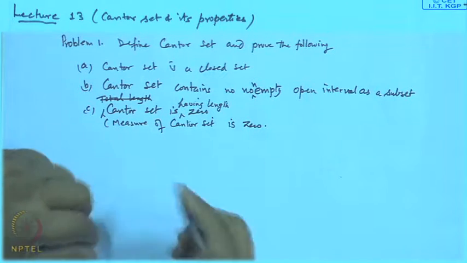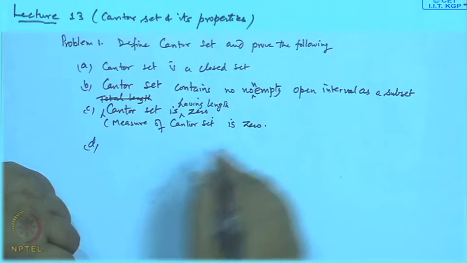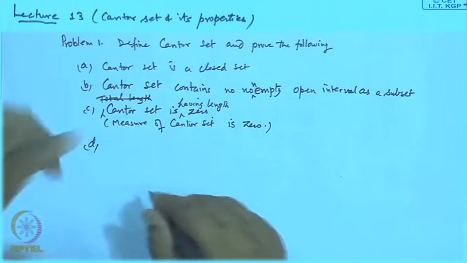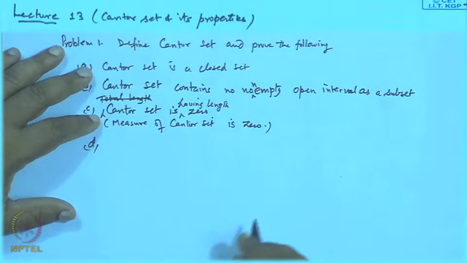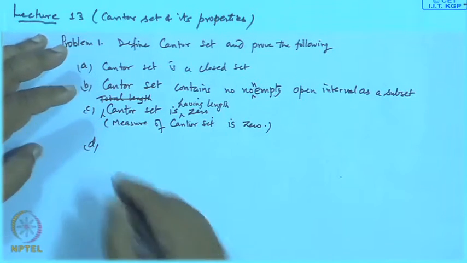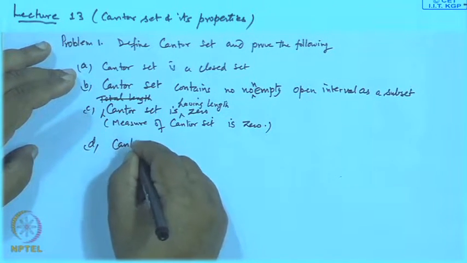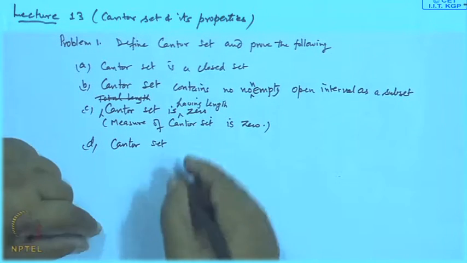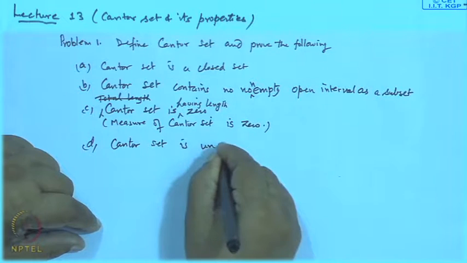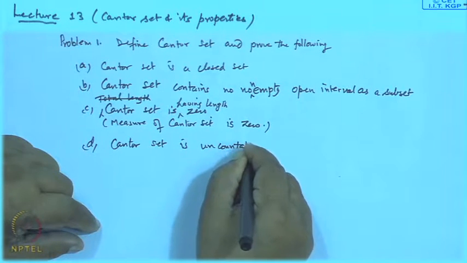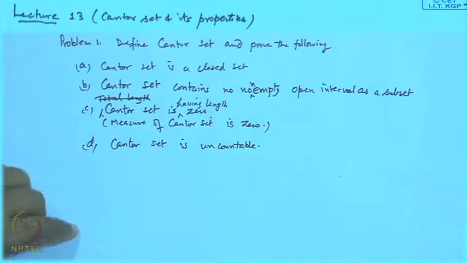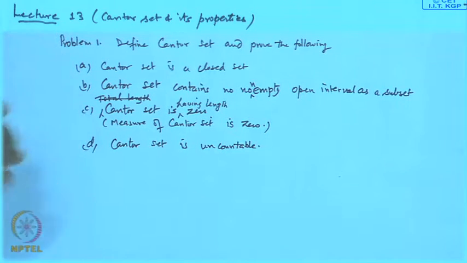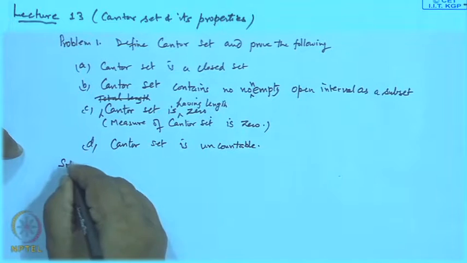Because we have not discussed measure, that is why I wanted to avoid this term. And the fourth one is that the Cantor set is uncountable. So, we want to establish these four things about the Cantor set. Let us see the solution.